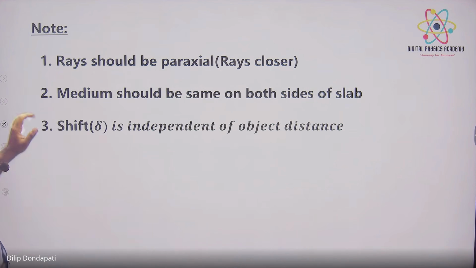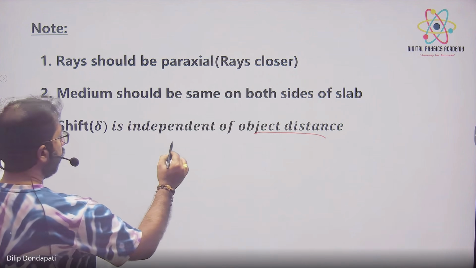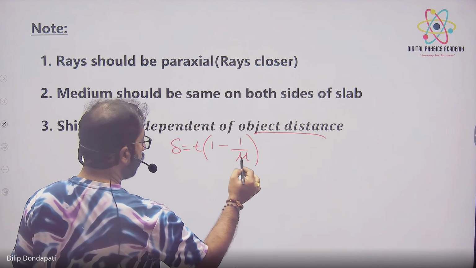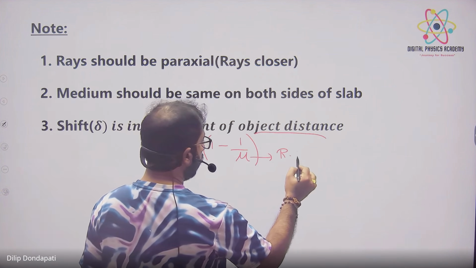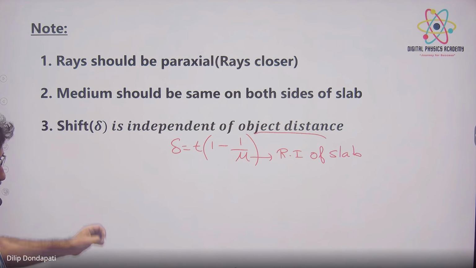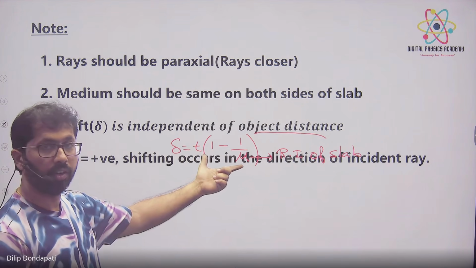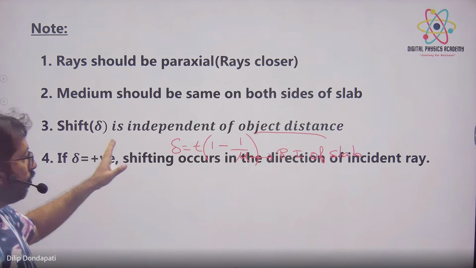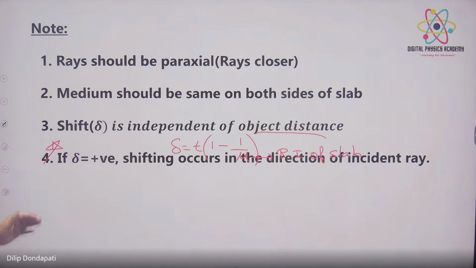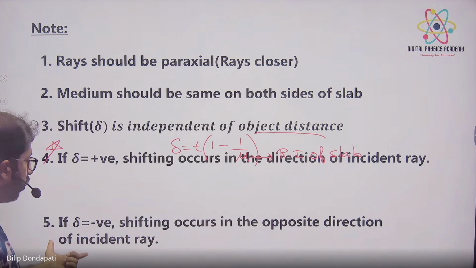And the shift, if you see, is independent of object distance. The shift formula we got is T into 1 minus 1 by mu, where mu is the refractive index of the slab. If delta is positive, the shift occurs in the direction of the incident ray. Very important. If delta is negative, the shift occurs in the opposite direction to that of the incident ray.